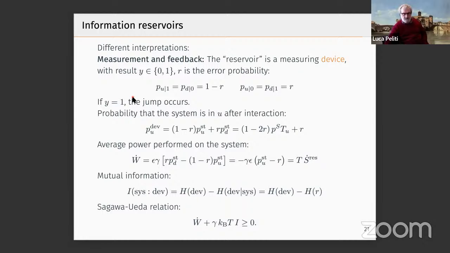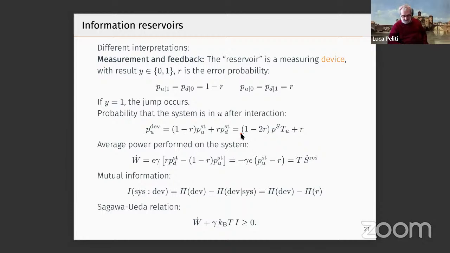Now let's ask, what is the probability that the system is in state up after interaction in general? Well, one of the possibilities is that we simply say, so it's given by the probability in the steady state of being in state up times... I think that here I made a mistake. We have to exchange this R. And so the probability of staying in state up after interaction is either the measurement has given zero, so there was a wrong measurement, and so we didn't move, or the measurement gave one.